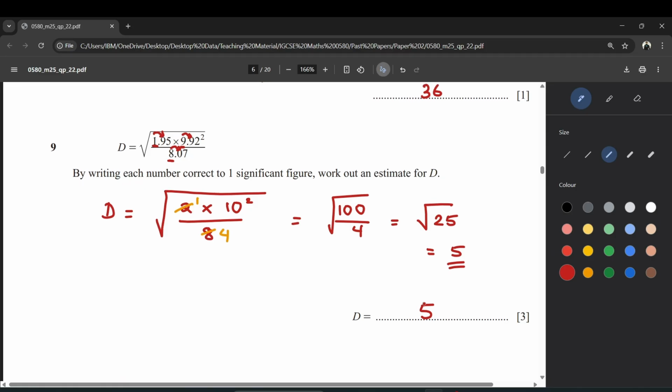Now make sure that you show this working because this is worth 3 marks, right? So you have to show each of these digits being written to 1 SF before you start squaring or taking the square root.